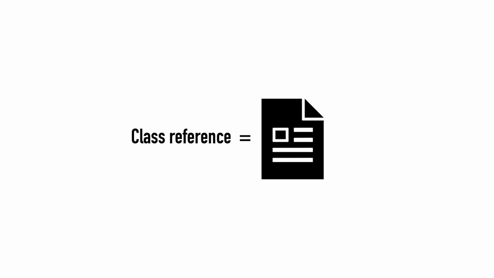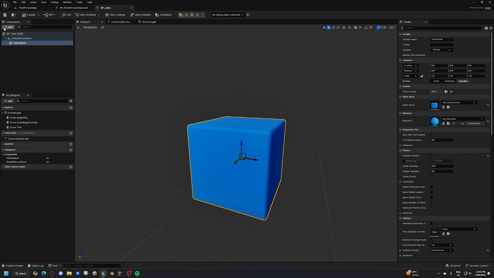In this case, I have created a BP_Cube actor class, and all it is is a static mesh component added with simulate physics on. So when we spawn it in, it will drop. It will do all the physics things. It will have collisions, stuff like that.